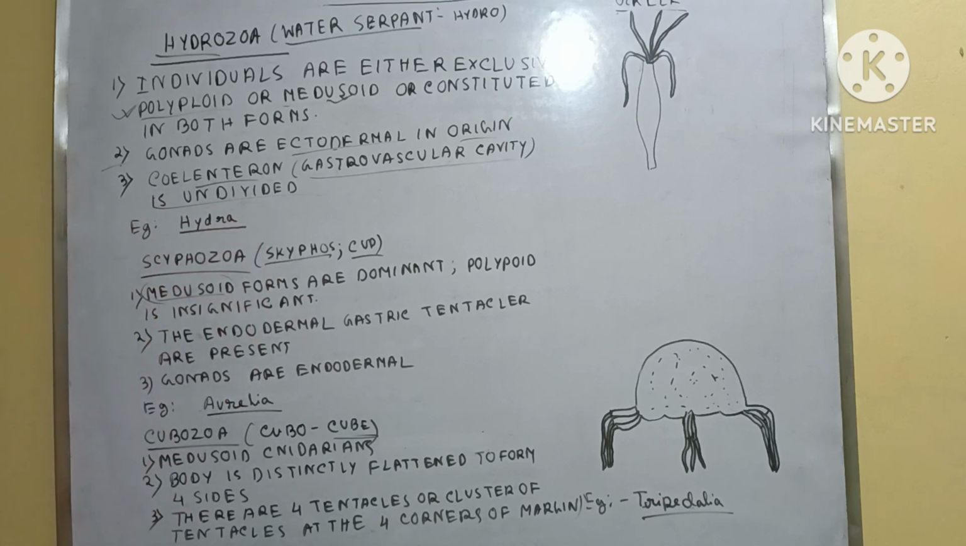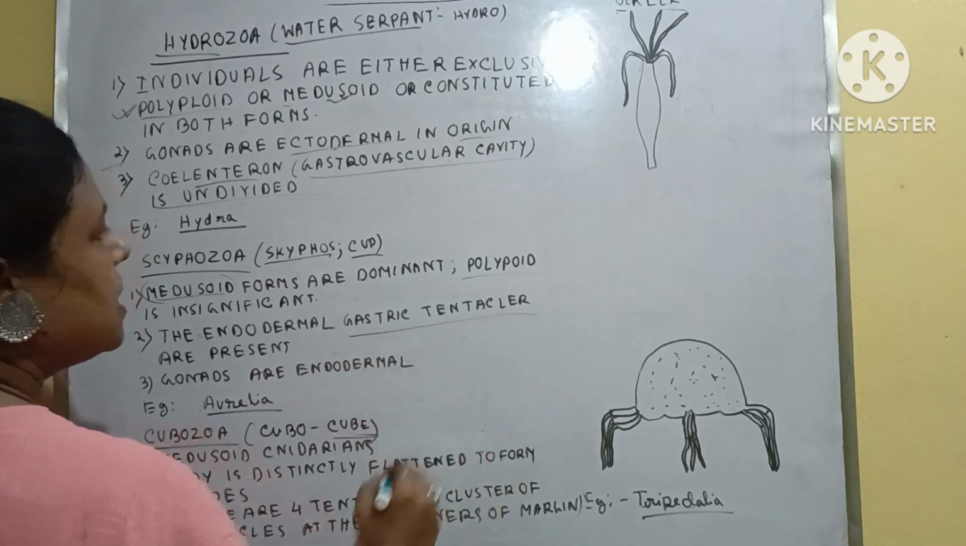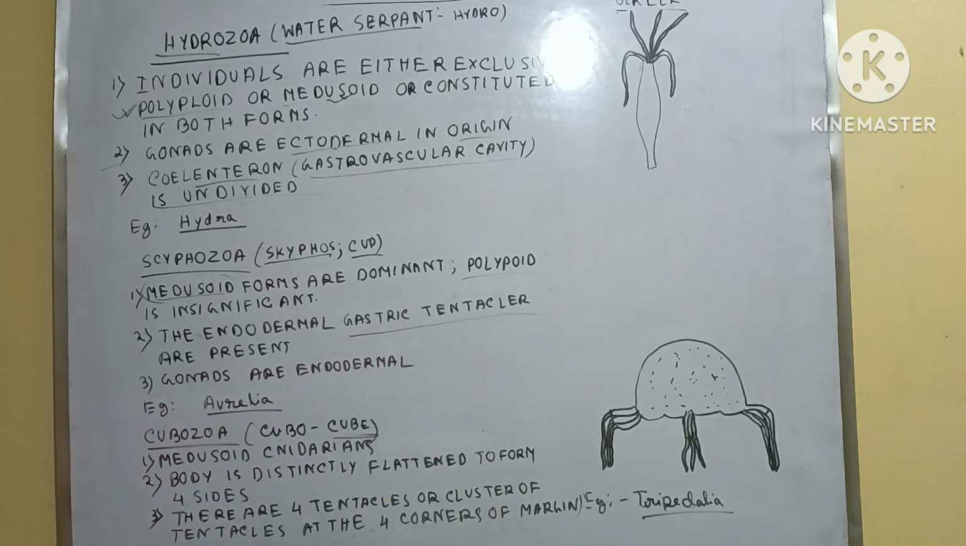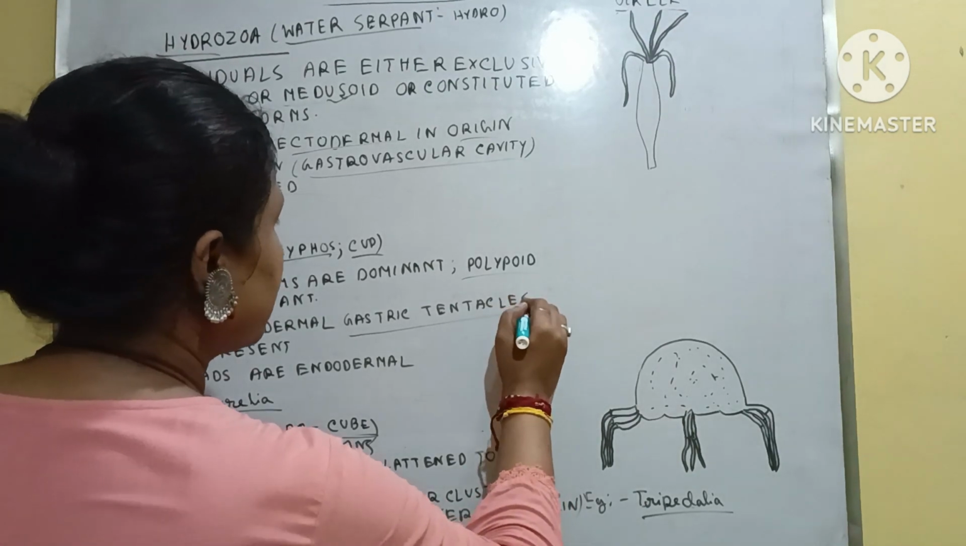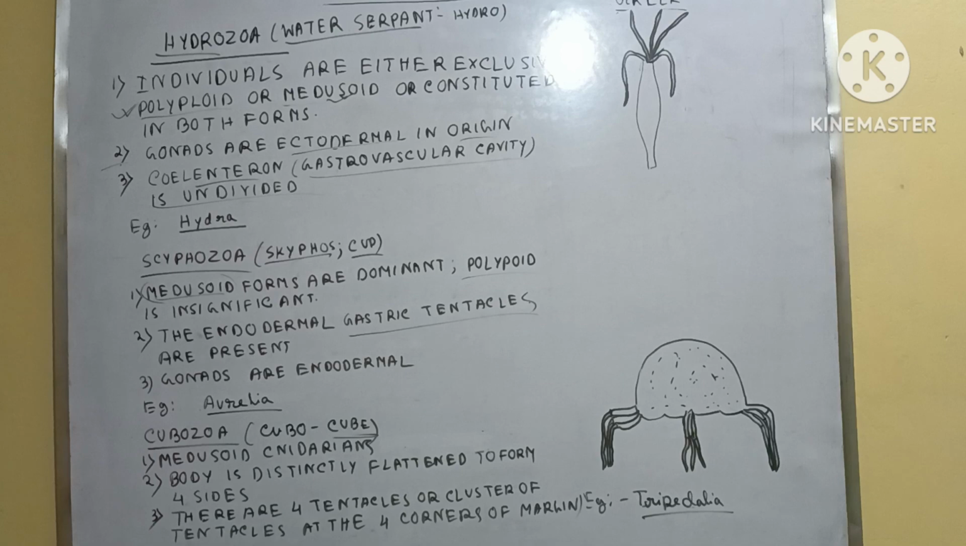But few polypoid forms are also there. But this is insignificant, that is very few. Maximum is medusoid form. Number two, the endodermal gastric tentacles are present here.